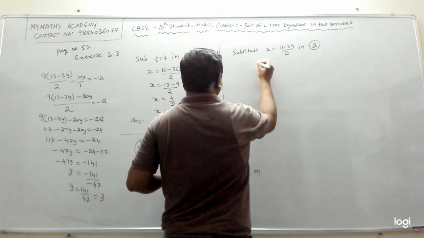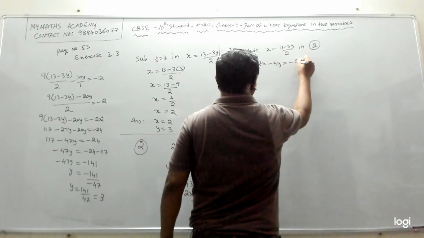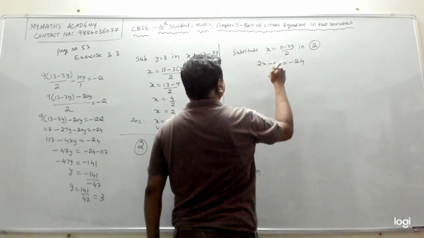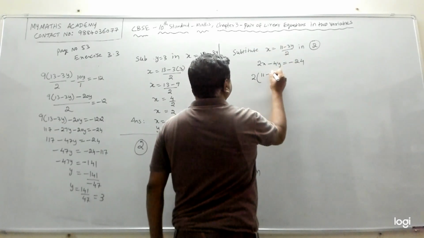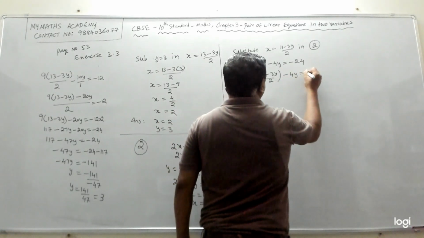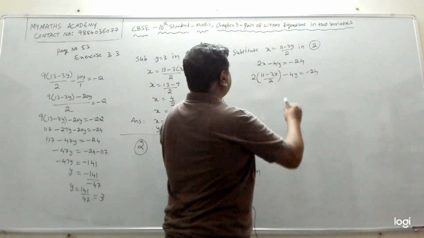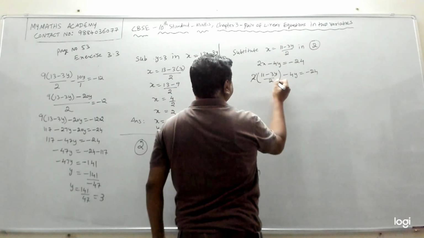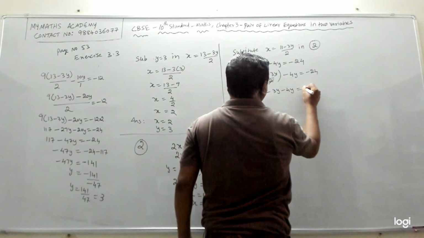We substitute in 2. The second equation is 2x minus 4y equal to minus 24. What is the value of x? x is 11 minus 3y by 2. So in the place of x we are going to substitute this entire value: 2 into (11 minus 3y by 2) minus 4y equal to minus 24. So 2 into x is this, so 2 will get cancelled. We get 11 minus 3y minus 4y equal to minus 24.